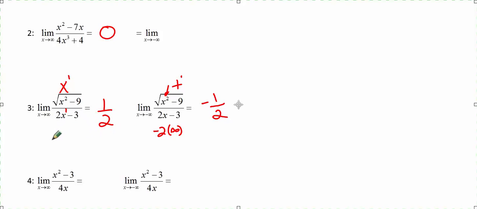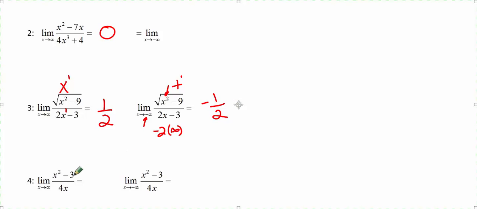It happens with the square roots more than anything else. So, general rules so far. Bottom heavy goes to 0. Even powers, you get the ratio. But you really have to be careful if you're plugging in negative infinity. Sometimes the negatives are going to cancel out, and sometimes they won't.